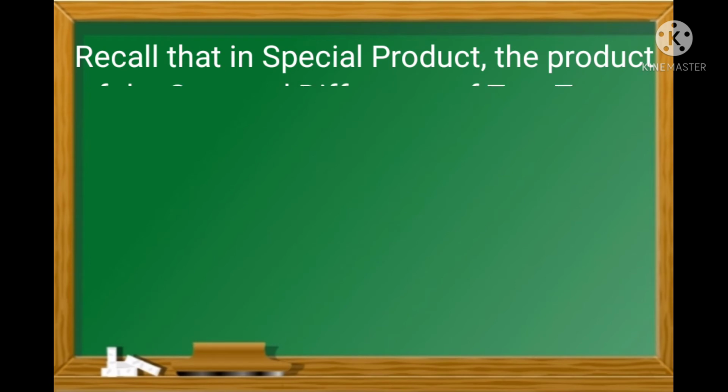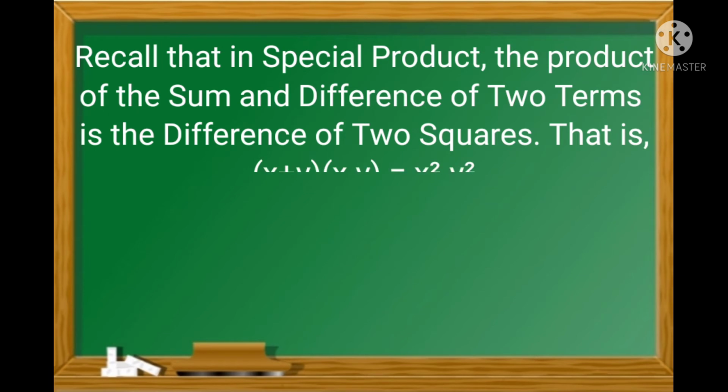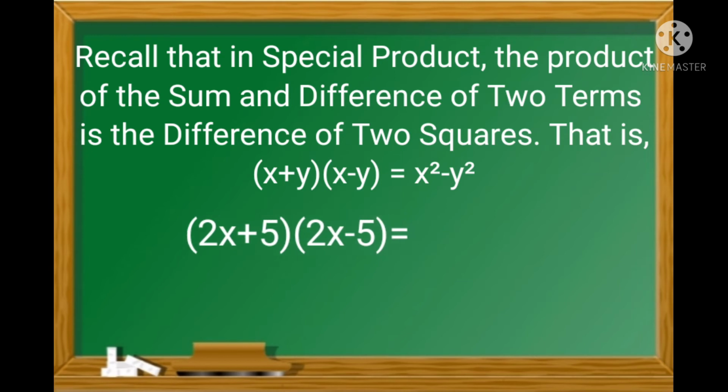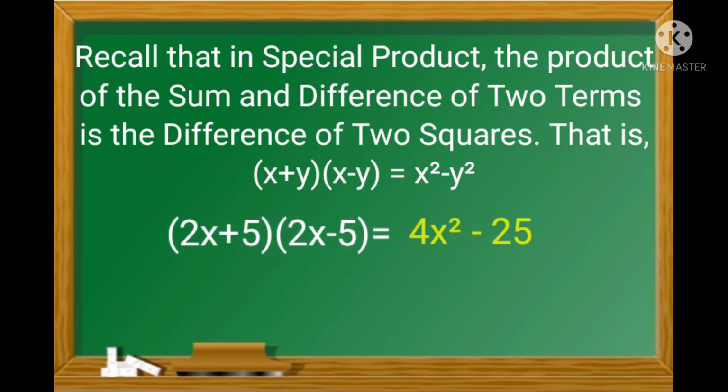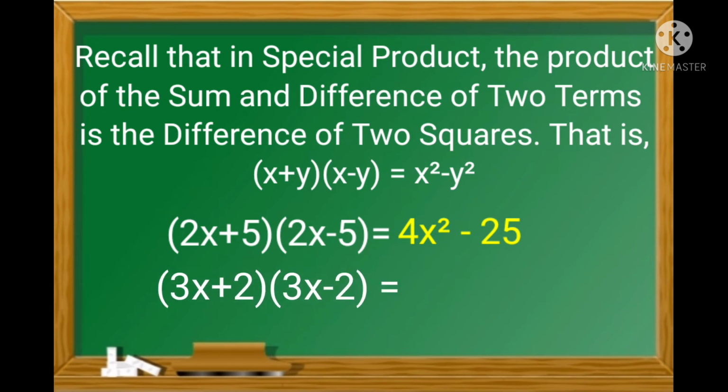Recall that in special product, the product of the sum and difference of two terms is the difference of two squares. That is, quantity x plus y times x minus y is equal to x squared minus y squared. Another example, quantity 2x plus 5 times 2x minus 5, the product is 4x squared minus 25. Another, quantity 3x plus 2 times 3x minus 2, the product is 9x squared minus 4.